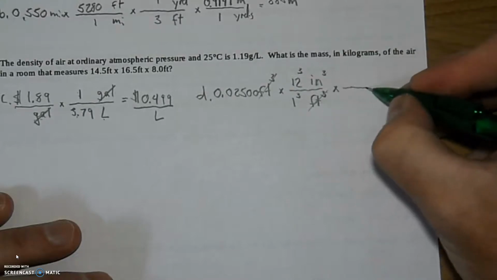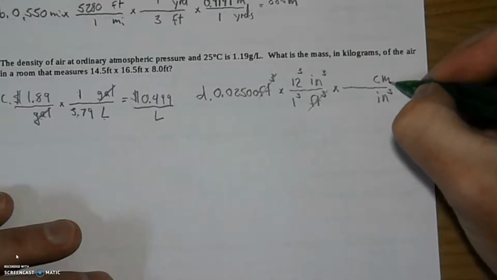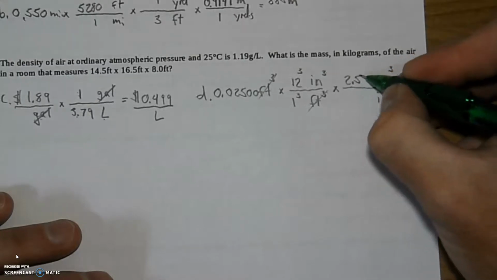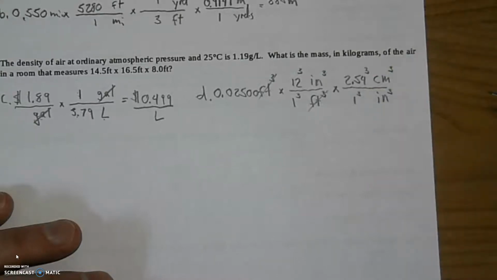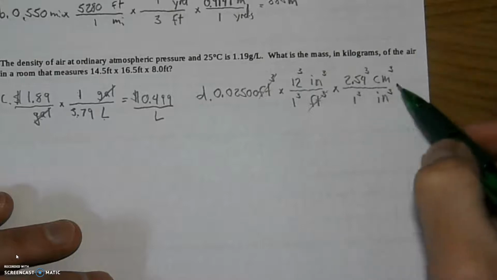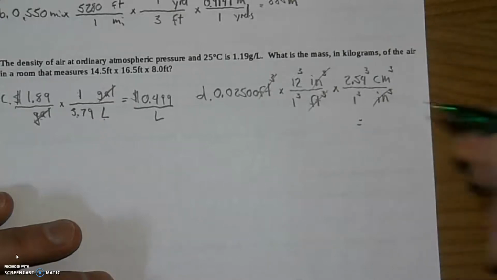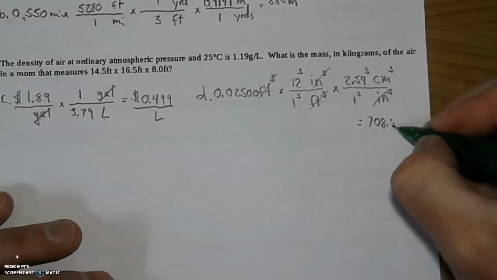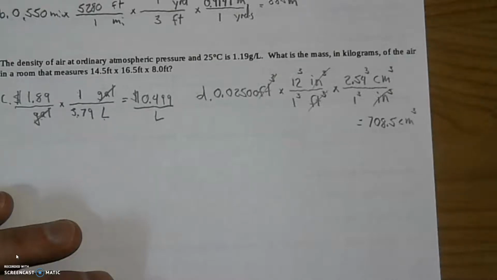I'm still rolling through here, and now I'm to the point where I can take these inches cubed and turn them into centimeters cubed. And that conversion, if I look it up in a table, is 2.54 centimeters cubed and 1 inch cubed. So again, with the units, those are going to cancel out the inches cubed. And this last little bit of math, I'll go ahead and put it down here, is 708.5 centimeters cubed. So again, just make sure that you're cubing the 12 and you're cubing the 2.54.